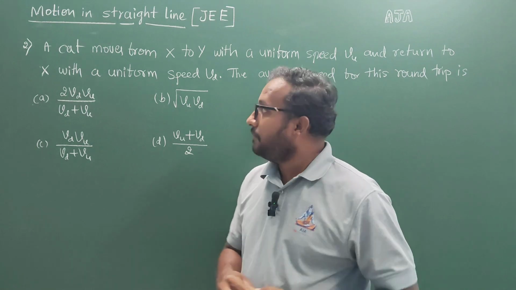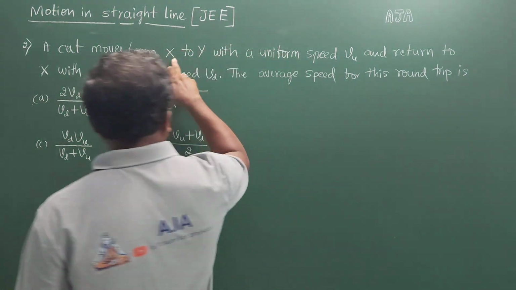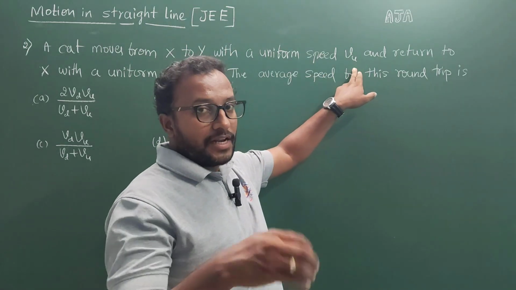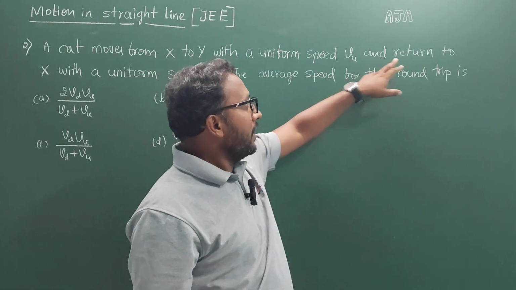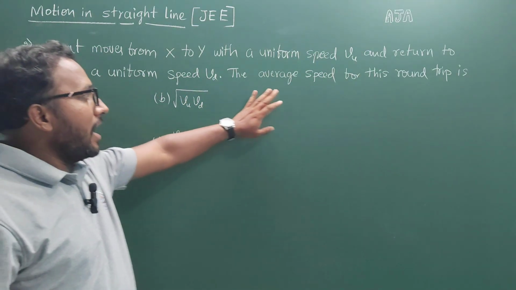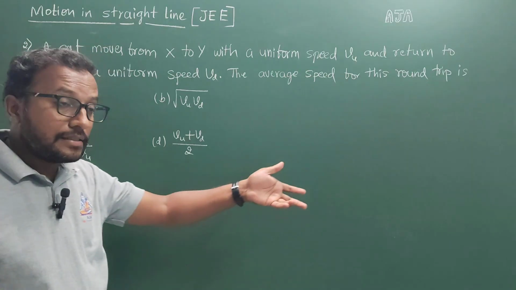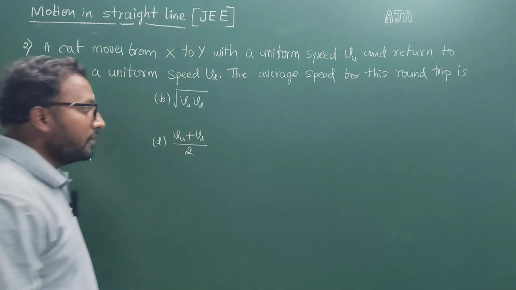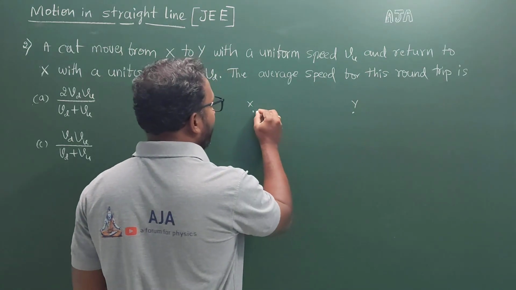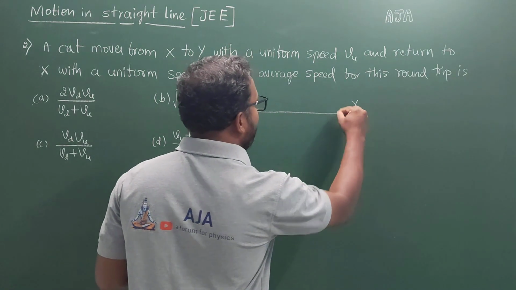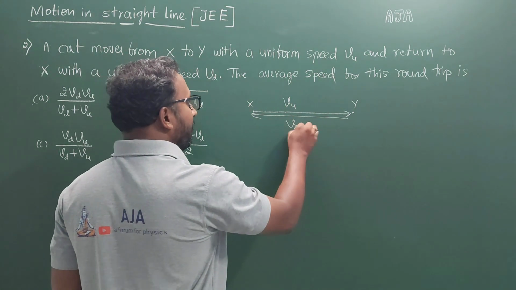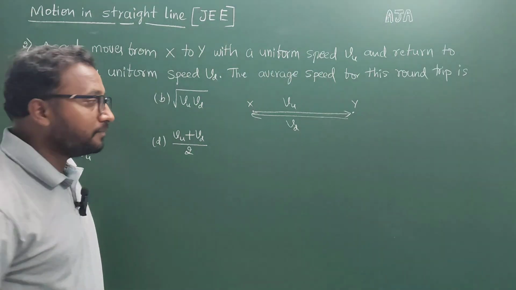This is one more question. A cat moves from x to y with a uniform speed vu, where u stands for up, something like that, and returns to x with the uniform speed vd. The average speed for this round trip is, there are four options given. So I will assume that this is x and this is y. The cat is moving from x to y with the speed vu, and it returns to x with the speed vd. So we have to calculate the average speed now.